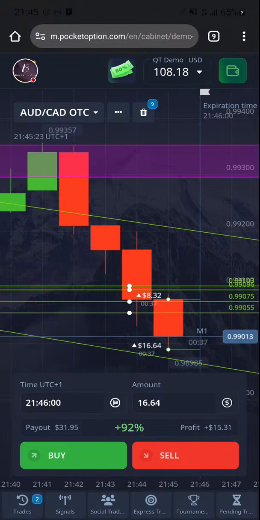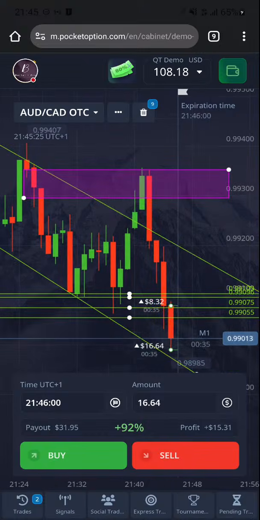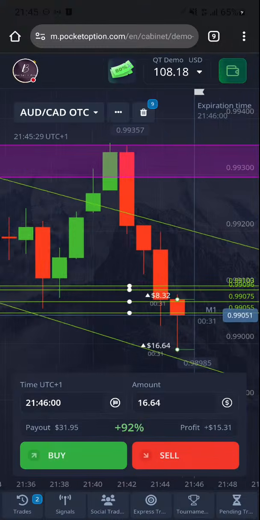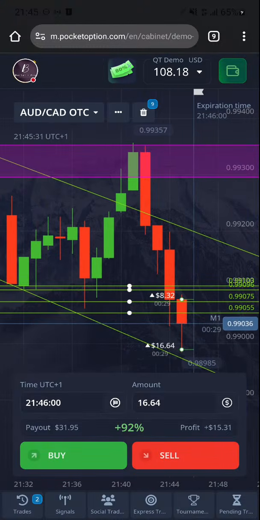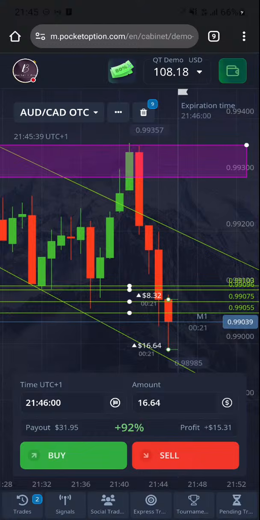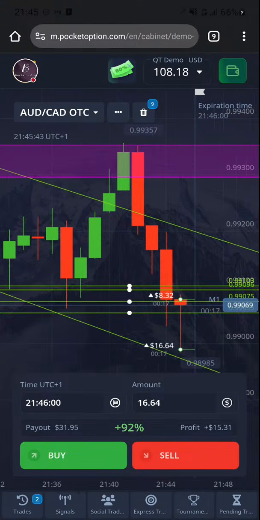I'm expecting a green candle because of this third breakout. But if that doesn't happen, we will still win. Or at least it will still be a good trade for us. You understand? So let's see how that goes. Okay, that's good. That's good.